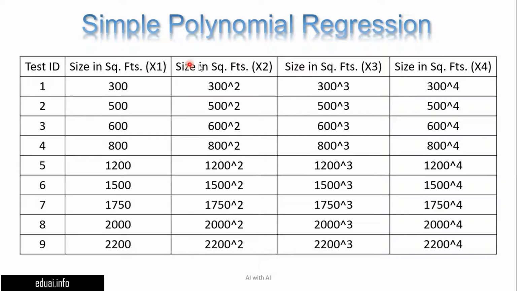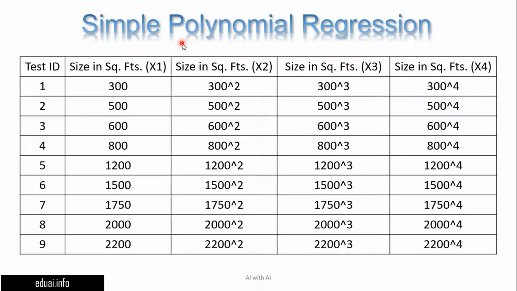What are the other columns? If you observe, x2 and x3 are the same column, size of the house in square feet. They are not different. The columns are the same. The only difference is they are getting squared. We are increasing the degree. The second column is 300 raised to 2. The third column is 300 raised to 3. And the fourth column is 300 raised to 4. So we are just increasing the degree here. That is what polynomial regression is.